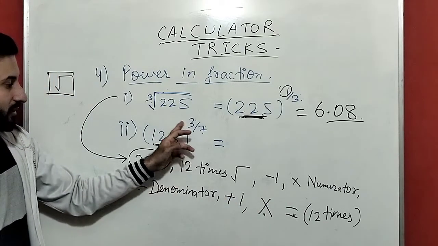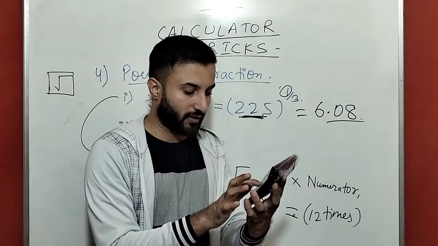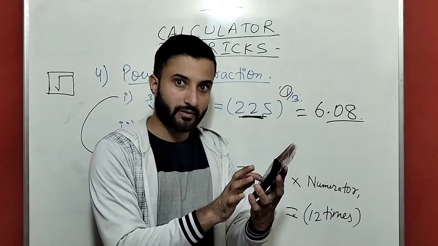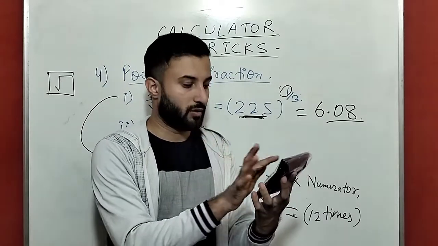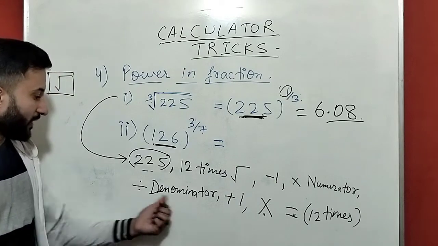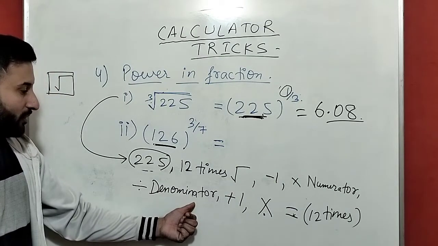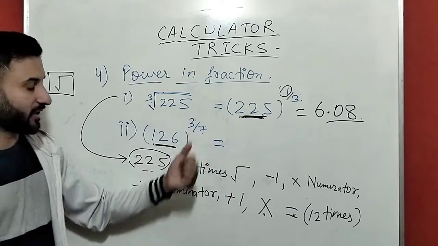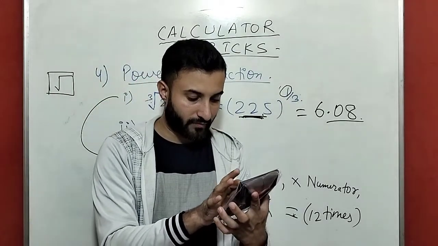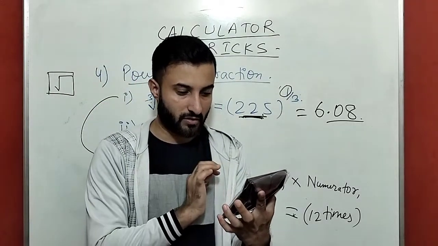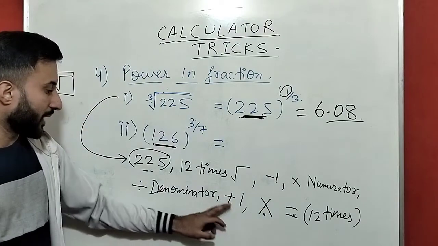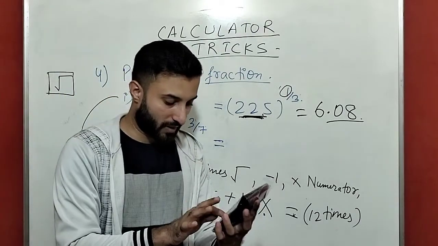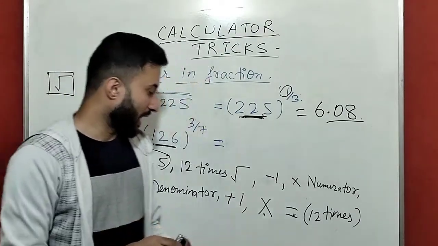Multiply with numerator, 3 is the numerator. Whatever answer I get, I multiply by 3 equal, and you will get some answer. Then divide with the denominator, which is 7. So I will divide by 7 and get some value. Then I will do plus 1 equal, and I will get some value.